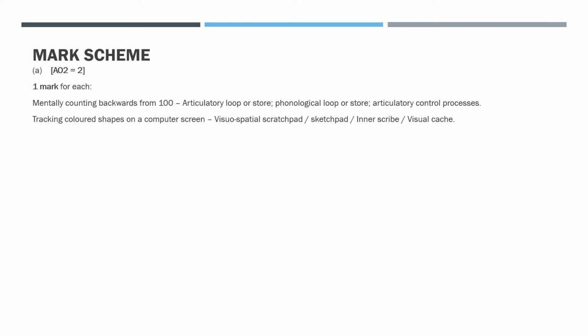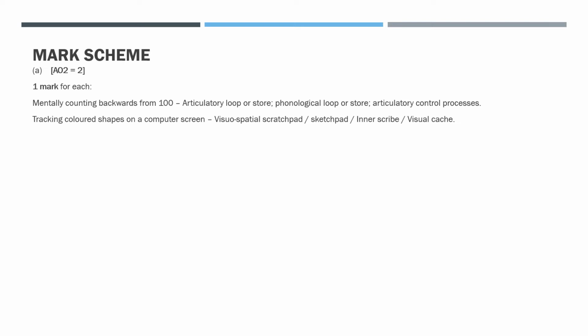A few different options really. So mentally counting backwards from 100, you could have just gone for the phonological loop, or you could have said the phonological store, doesn't matter. Tracking coloured shapes on a computer screen, visuospatial sketchpad. Now there is a few different options there, especially with the second one.